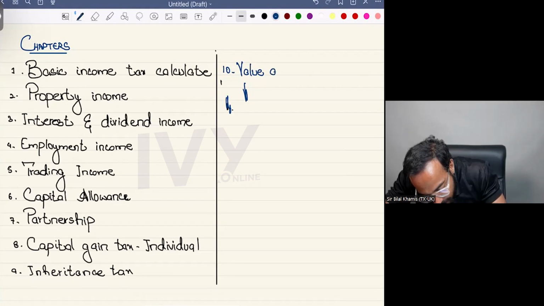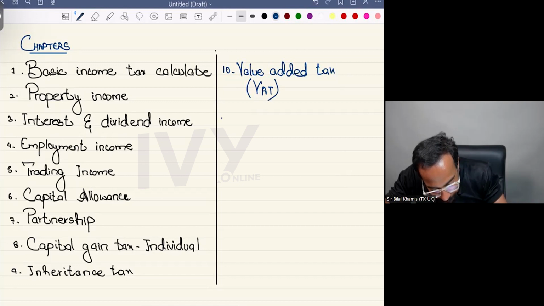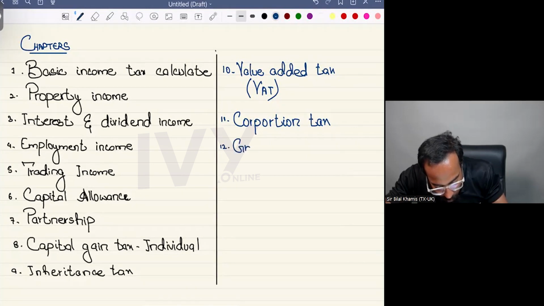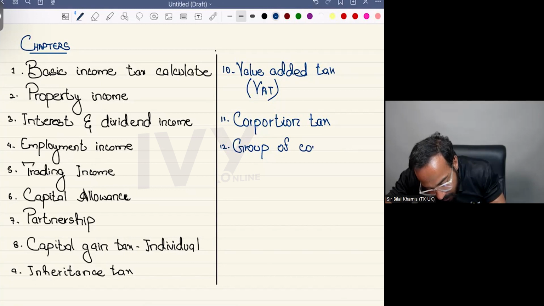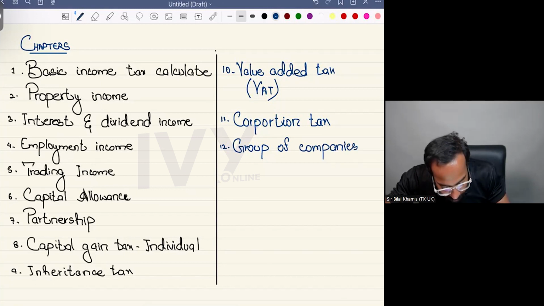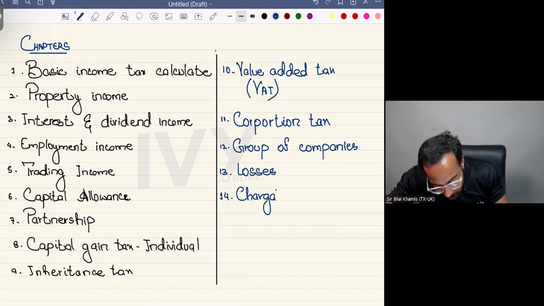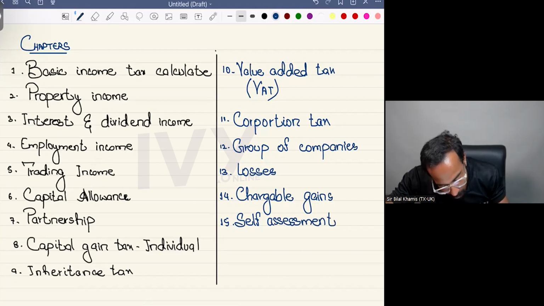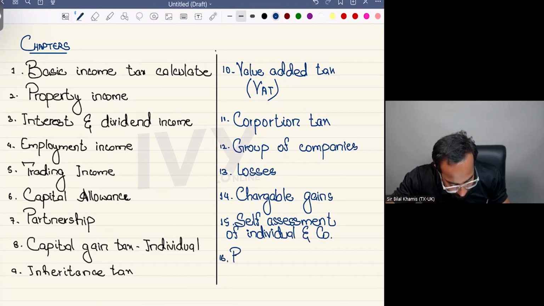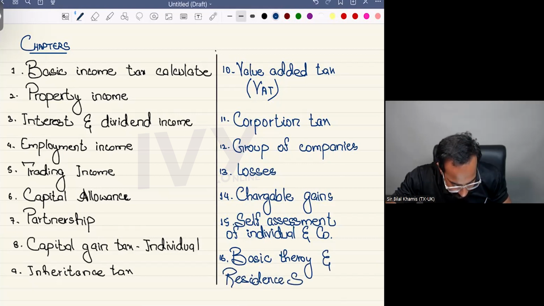Value added tax, short form is VAT. Then corporation tax. Then group of companies. Then losses. After that, chargeable gains. Then self assessment of individual and company. Then basic theory and residence status. So these are the chapters.